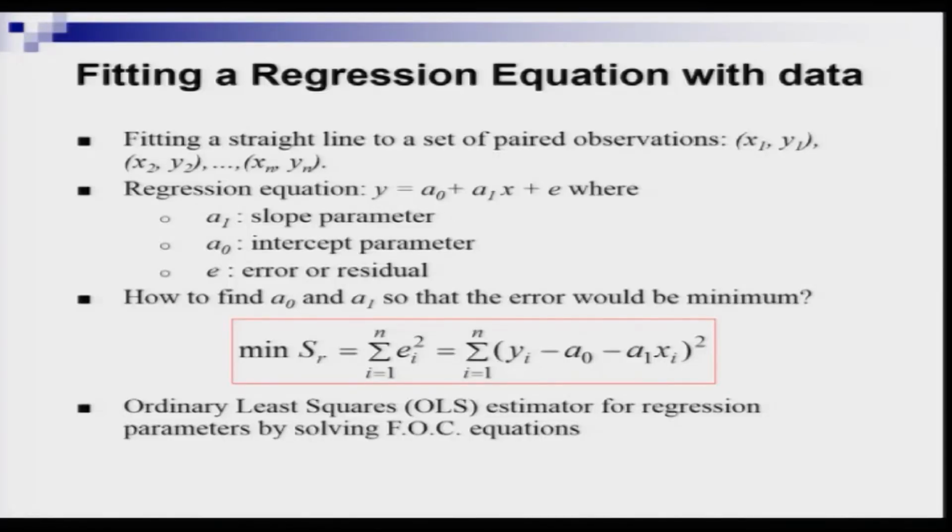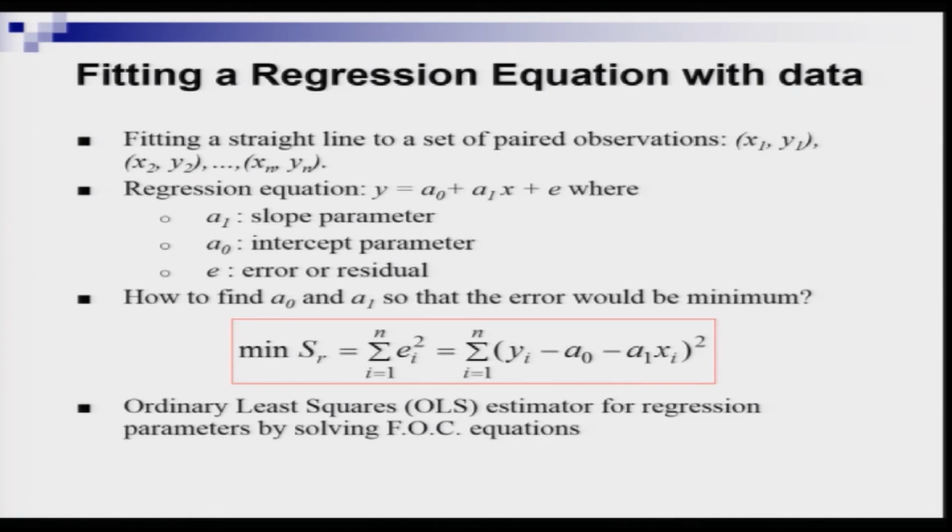Now the challenge is to find the a0 and a1, and these are the population parameters. When we write a regression equation, we are talking about a population relation. As usual, we do not know the values of a0 and a1, so we have to find them. How to find a0 and a1? Here is a method called ordinary least squares, or in other books sometimes called the least squares principle. You basically concentrate on the error.